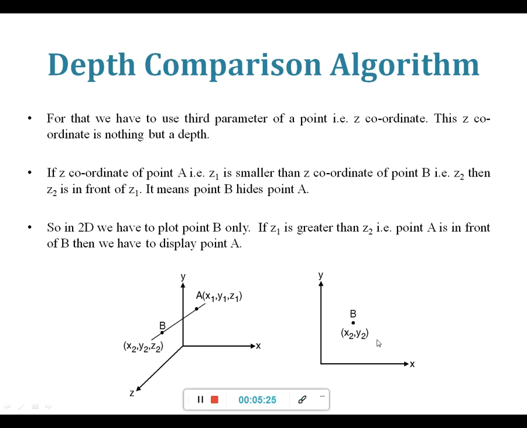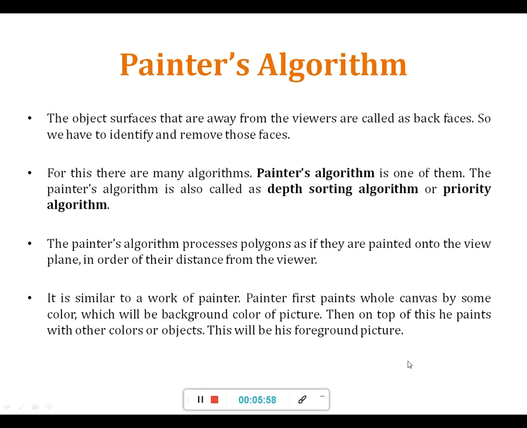So if Z1 is greater than Z2, that is, point A is in front of point B. When we are saying that Z1 is greater than Z2, then point A is in front and B is in back, or we can say it is the hiding point. But here Z2 is greater because Z2 is on the positive axis while Z1 is on the negative axis. So we can say that Z2 is greater than Z1, and that's why B is hiding point A, because the viewer is on this side. So B is near to the viewer, so we can say it easily. This is the depth comparison algorithm that we are going to use here in the Painter's algorithm.